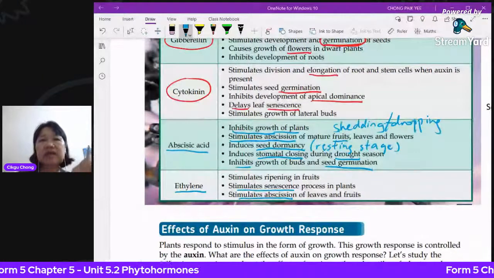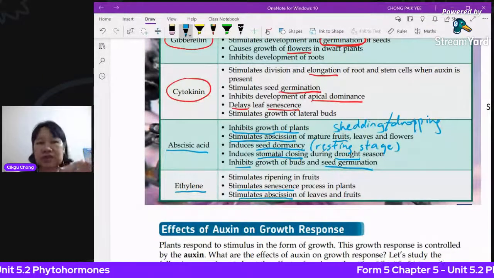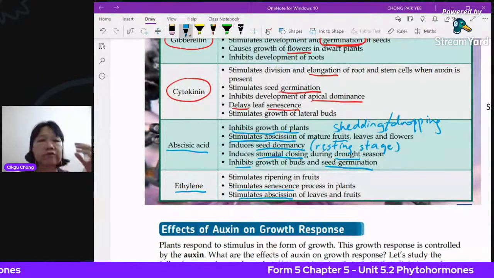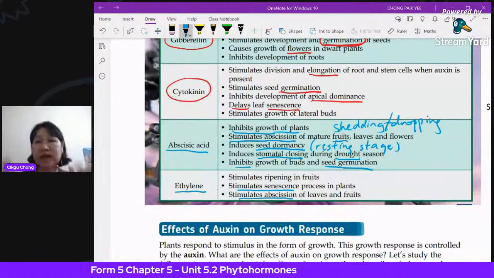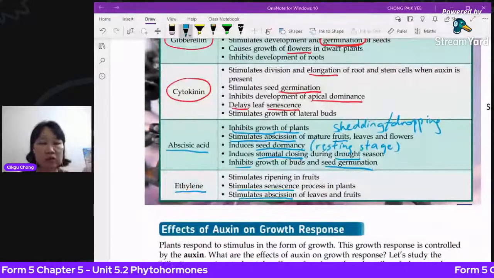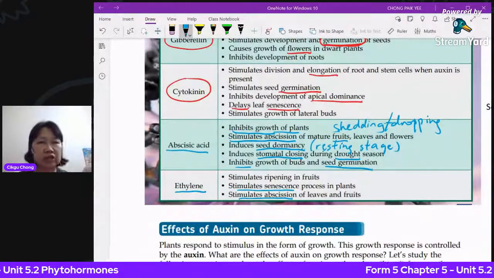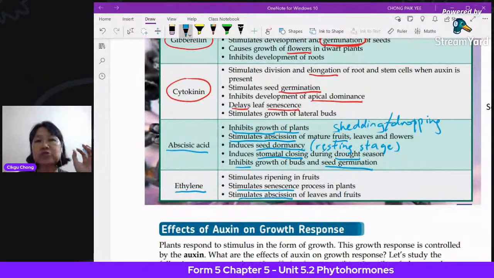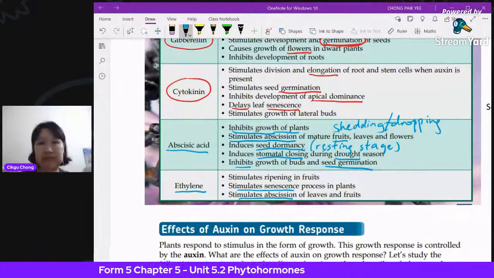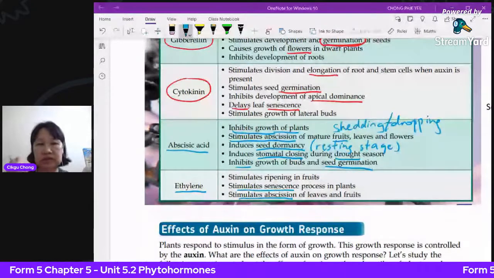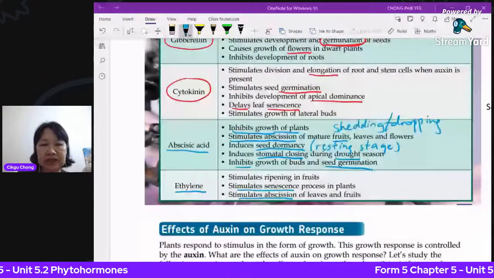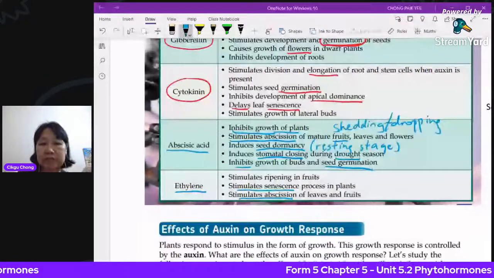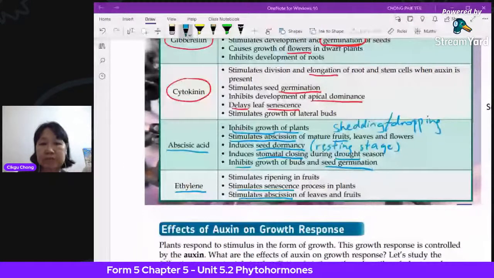Ethylene will convert certain chemicals there from green into yellow. The fruit becomes yellow when it's ripened, the mango, okay, or maybe tomato. Tomato, when it's not ripe, it's green. But when it's ripe, it becomes red because chemical changes happen inside the tomato cells. What happens here? Ethylene stimulates ripening. So when you talk about ripening of fruits, you think about ethylene.